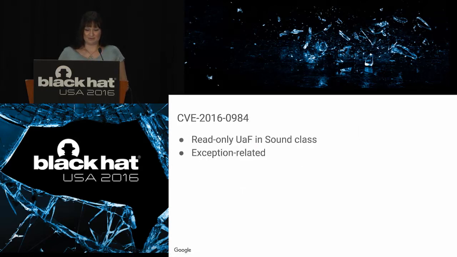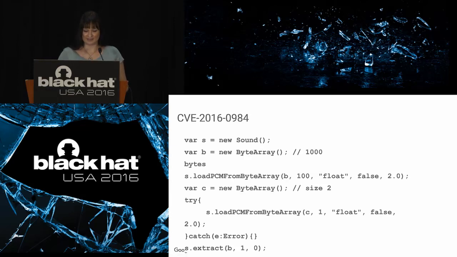So another exception-related bug I found is a use after free in the sound class. And this bug isn't exploitable on its own, but it was actually useful in exploiting another bug because it lets you read large portions of the heap. So you start off by creating this sound class, and then you create a byte array that has 1,000 bytes, and then you call this vulnerable function.